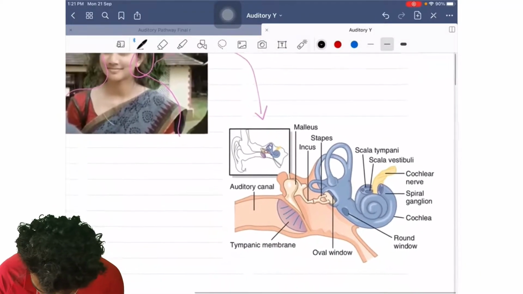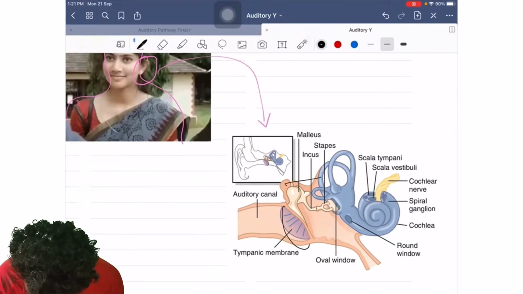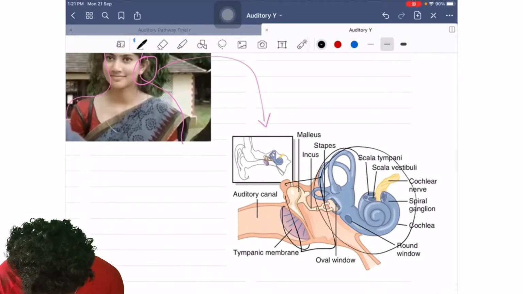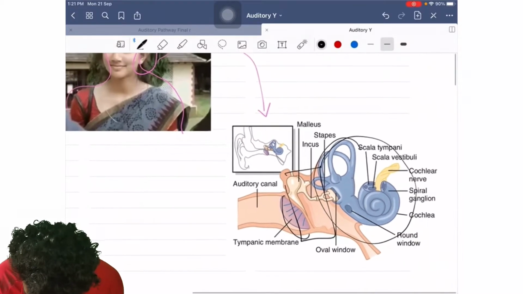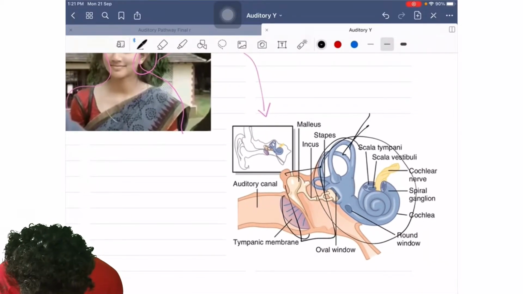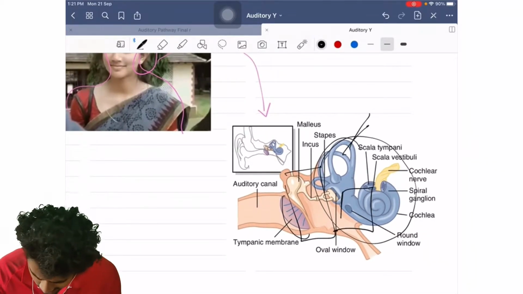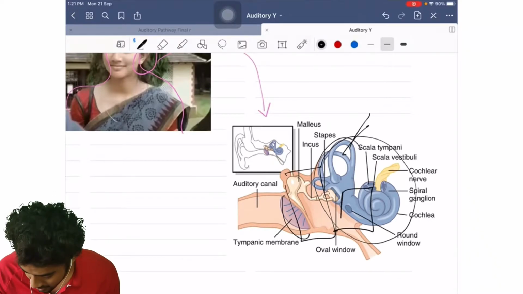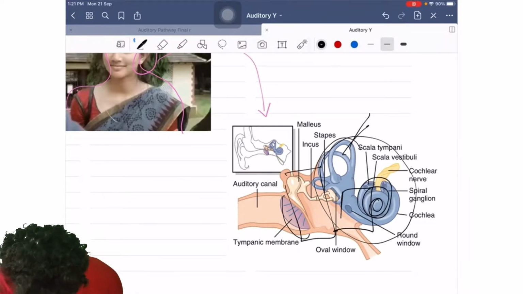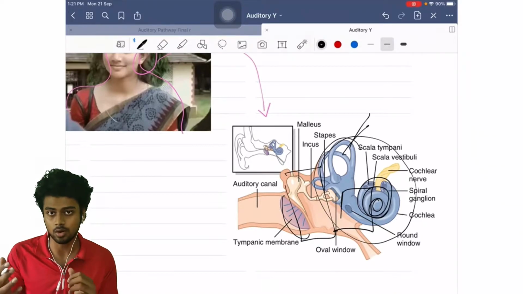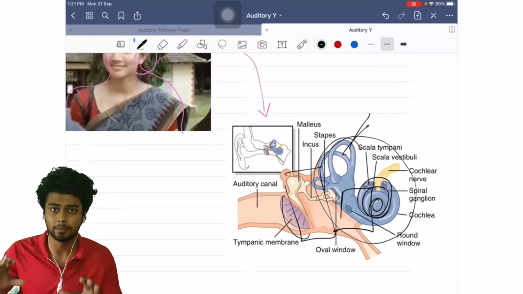right? This is your tympanic membrane, and this is your middle ear cavity, and this is your inner ear cavity. In the inner ear, these are the three semicircular canals, and this is the vestibular apparatus, which is nothing but the utricle and saccule, and this is the cochlea. Okay, we are going to be much concerned with the cochlea because this is concerned with the auditory mechanism.